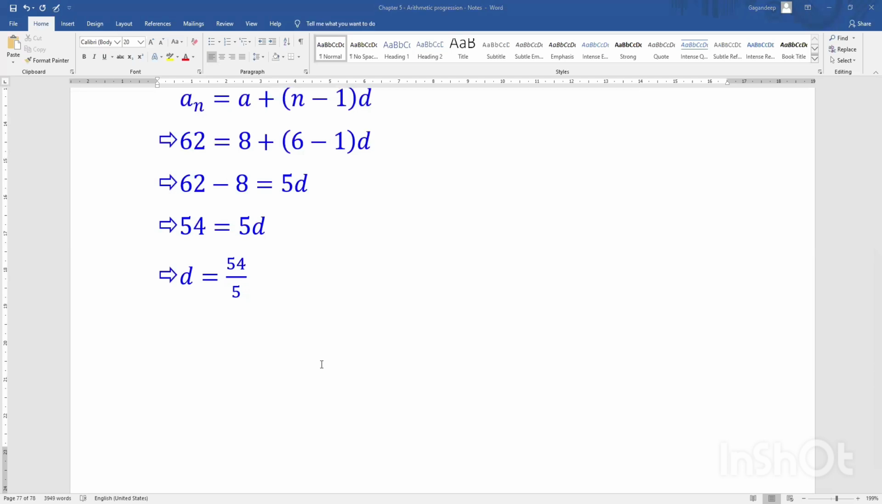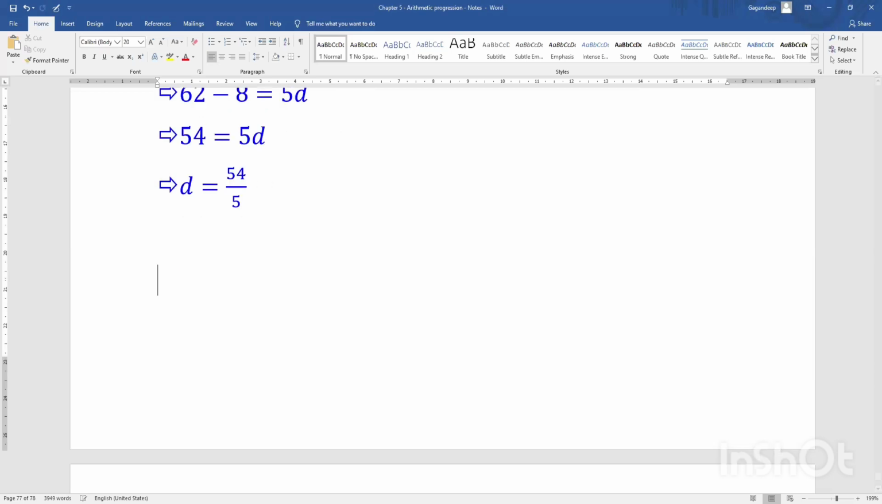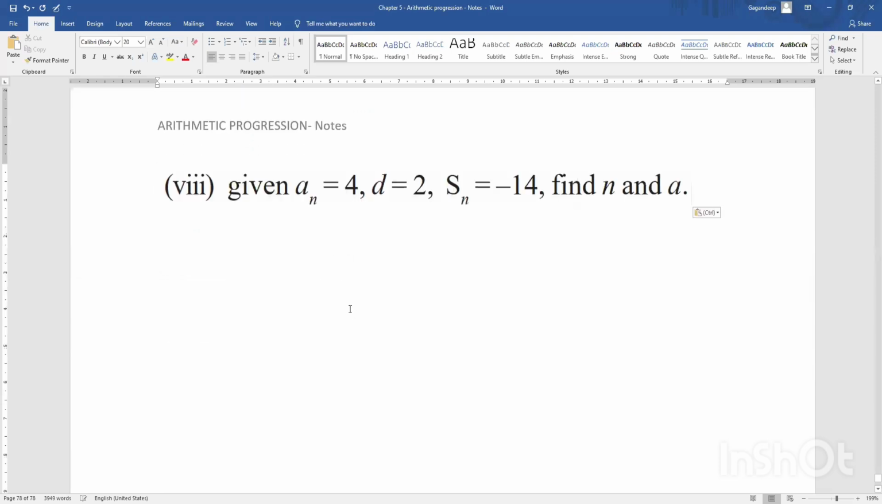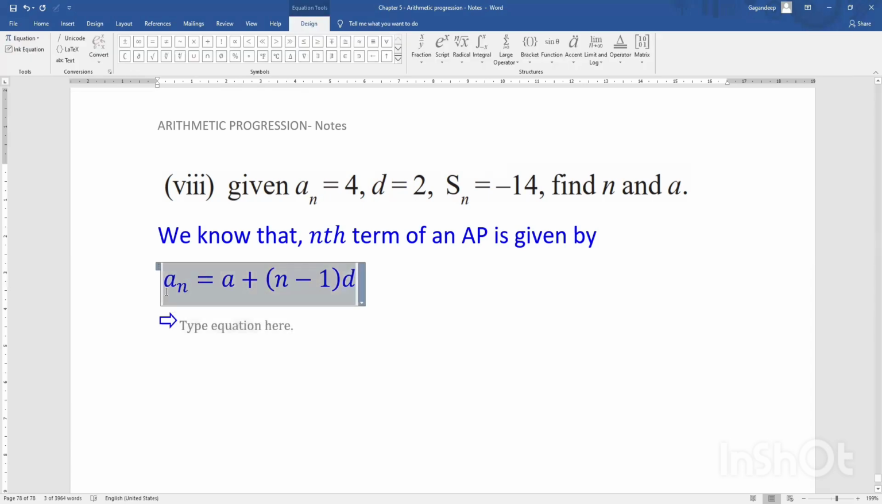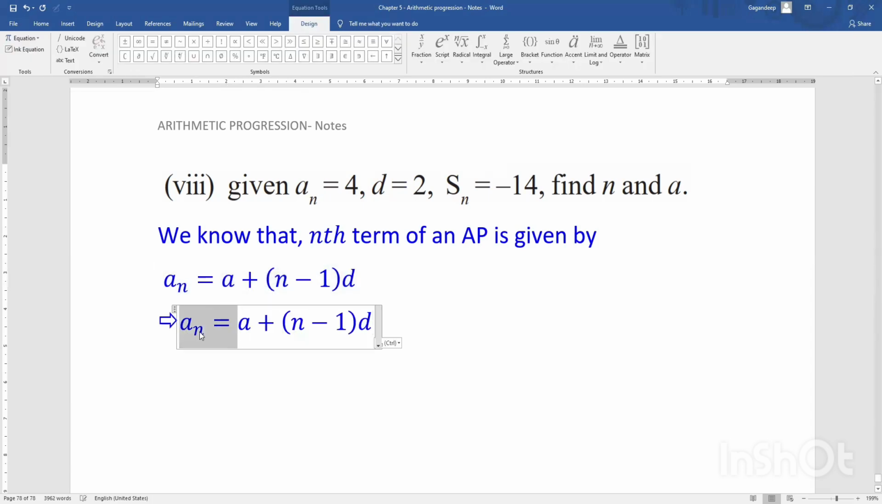Let me move on to the next question, the 8th problem. Here, given an equals 4, d equals 2, Sn equals minus 14, find n and a. Now we are going to consider the an formula. An is equal to a plus n minus 1 into d. Let us replace it. Take down the same formula here, and I show you how we do the substitution. So an I replace with 4, and then a plus n minus 1 into d, where the d value is 2.